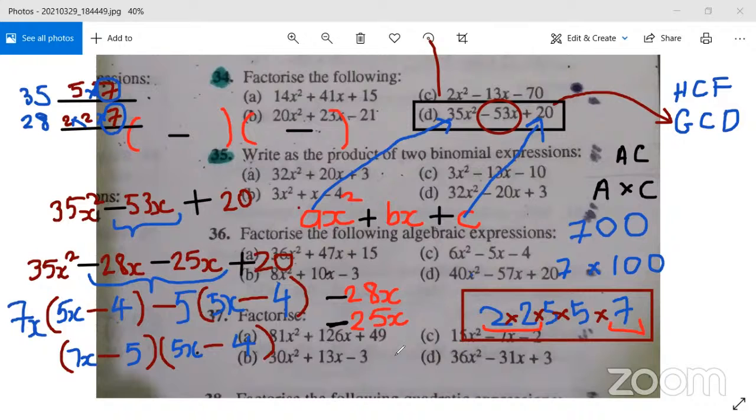So that's it. 7x times minus 4 is minus 28x. Minus 5 times 5x is going to be minus 25x. Minus 5 times minus 4 is going to be plus 20. 7x times 5x is going to be positive 35x squared. So we have successfully found our pairs of factors that result in 35x squared minus 53x plus 20, right?